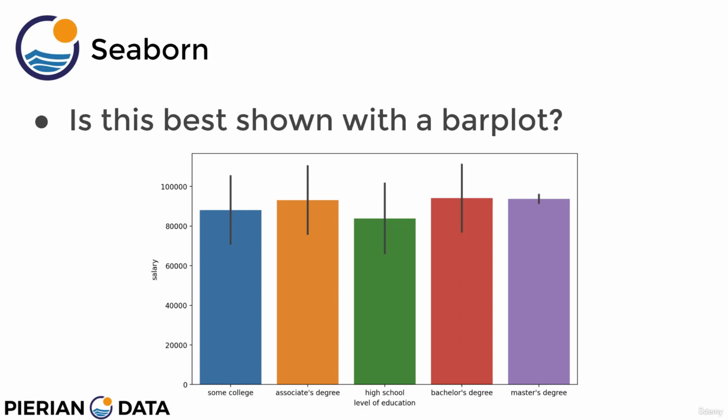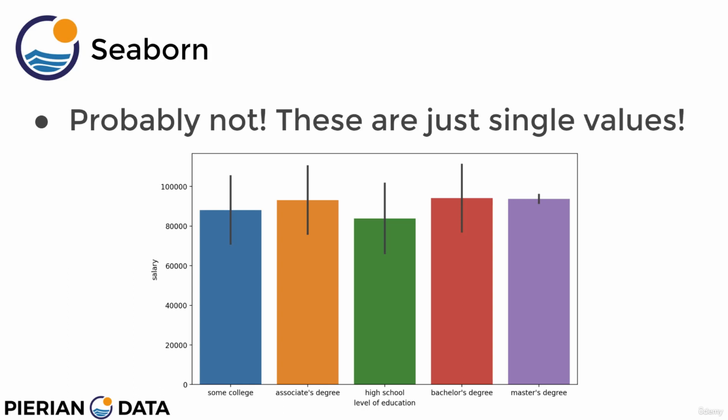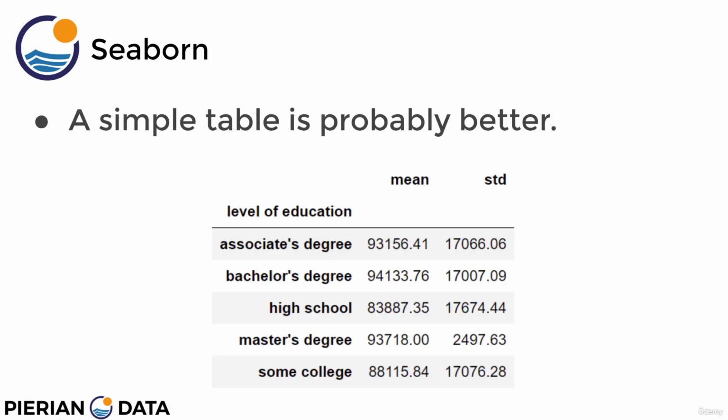So, if someone were to ask you, what is the average salary per level of education, is this best actually shown with a bar plot? And in my opinion, it is not. I think since these are just single values, you should probably just report this back as a table. If somebody's asking you, give me the average salary and standard deviation per level of education, instead of showing them this plot, it might be clearer just to show them the actual table instead.